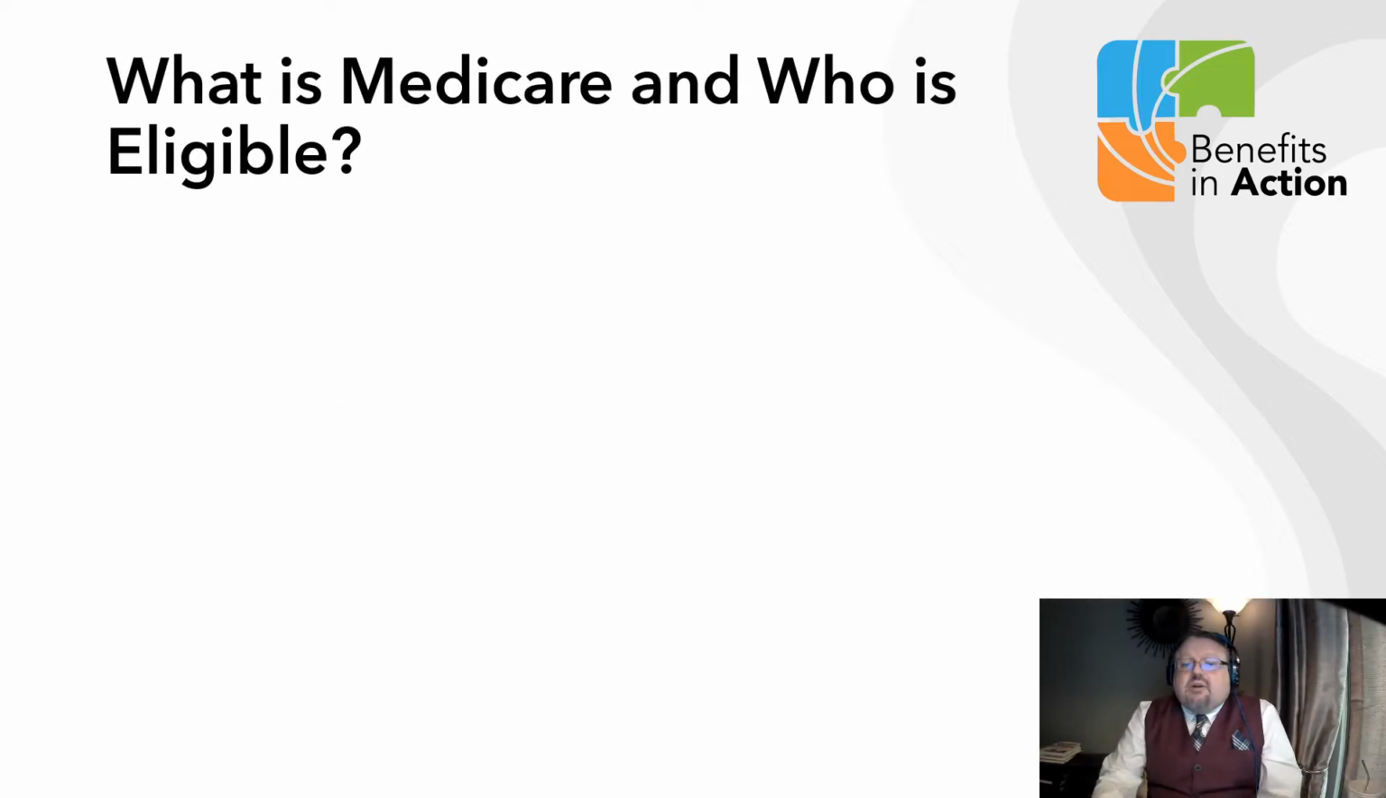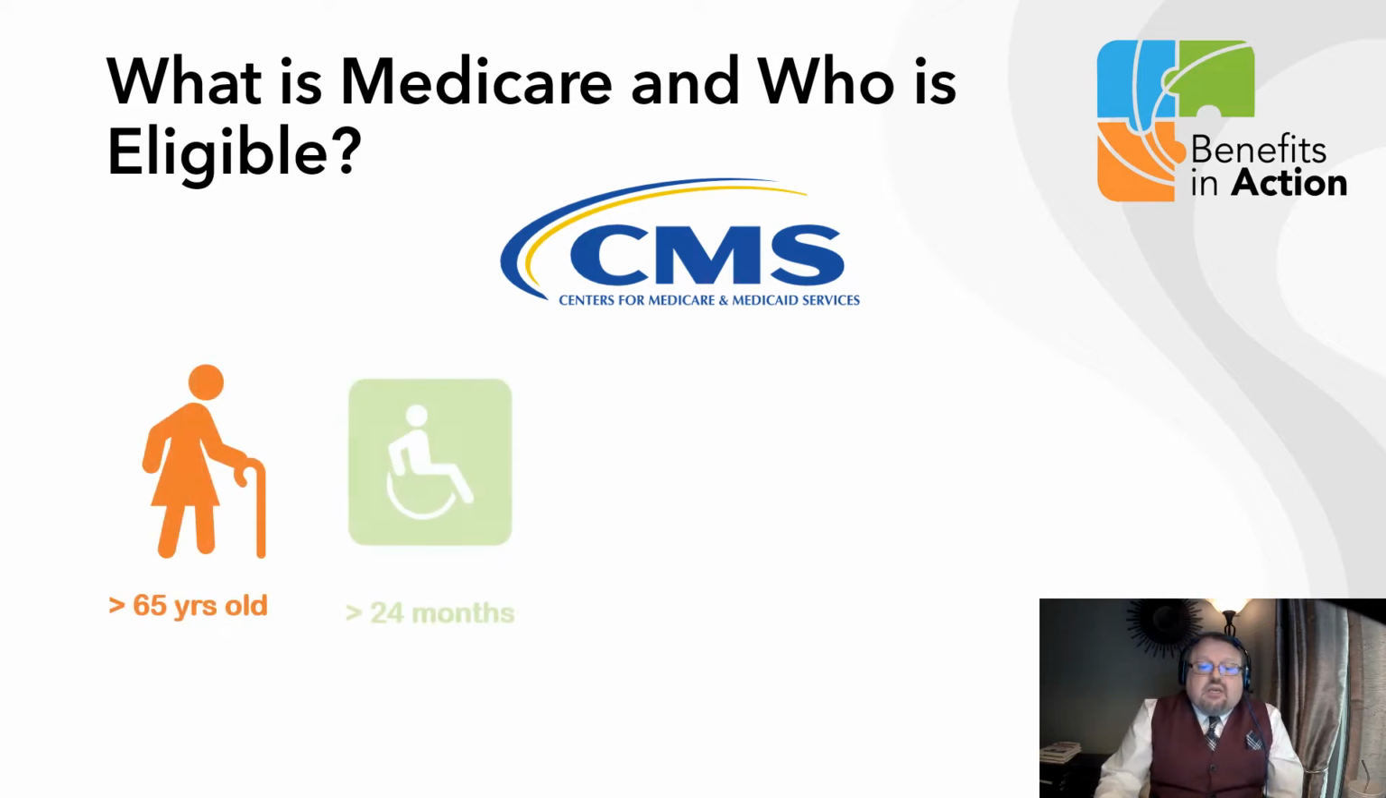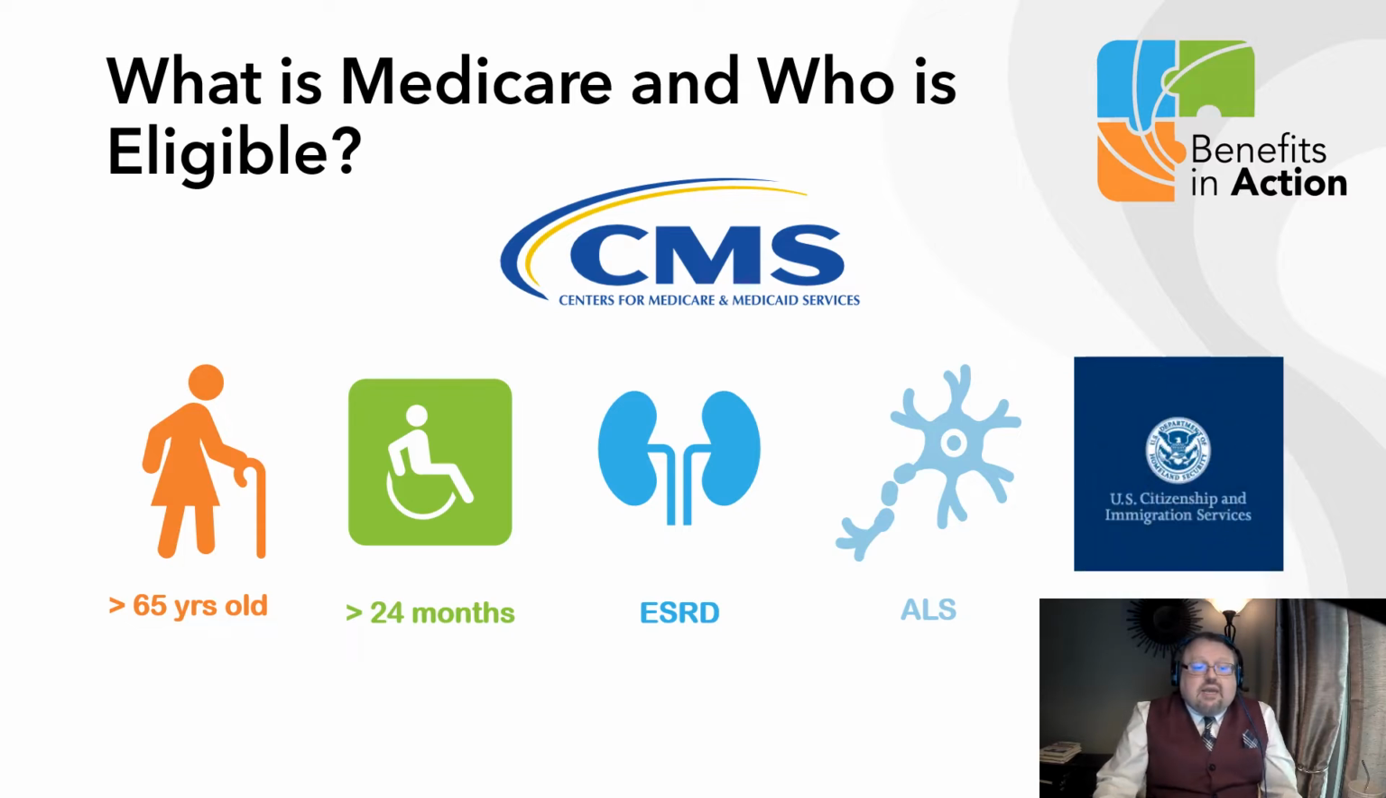What is Medicare and who is eligible? Medicare is a program that is administered by the Centers for Medicare and Medicaid Services, which is a department of the Department of Health and Human Services. It is for those who are 65 years and over, those who have been disabled for 24 months, those with end-stage renal disease, those who have Lou Gehrig's disease or ALS, and those who are legal permanent residents for longer than 5 years and meet one of these other 4 criteria.